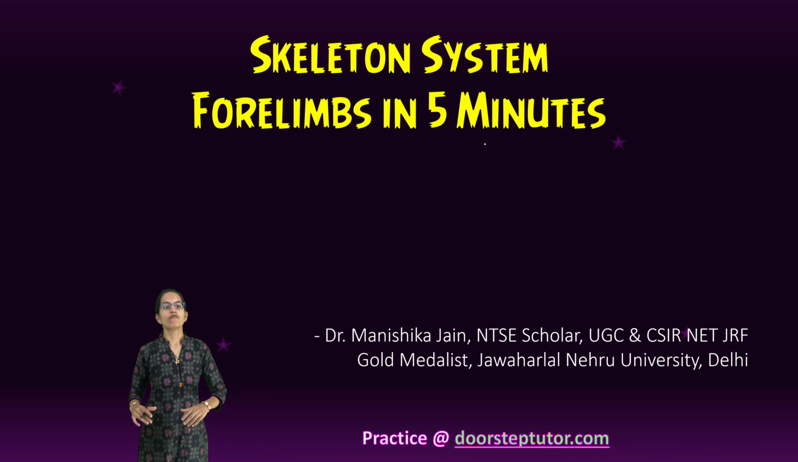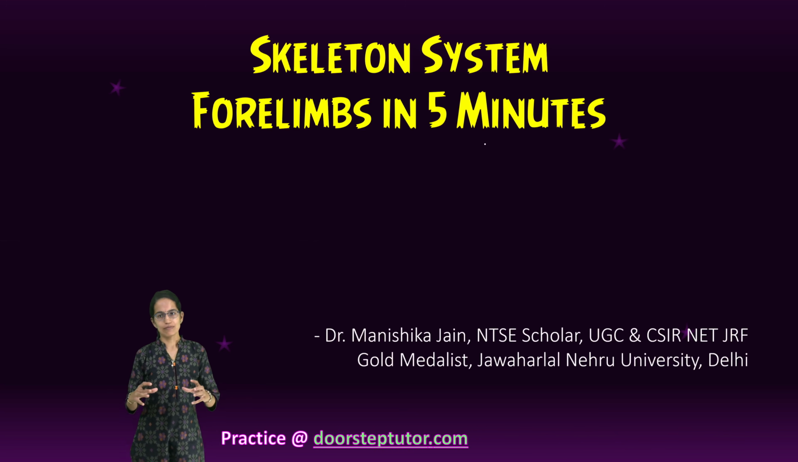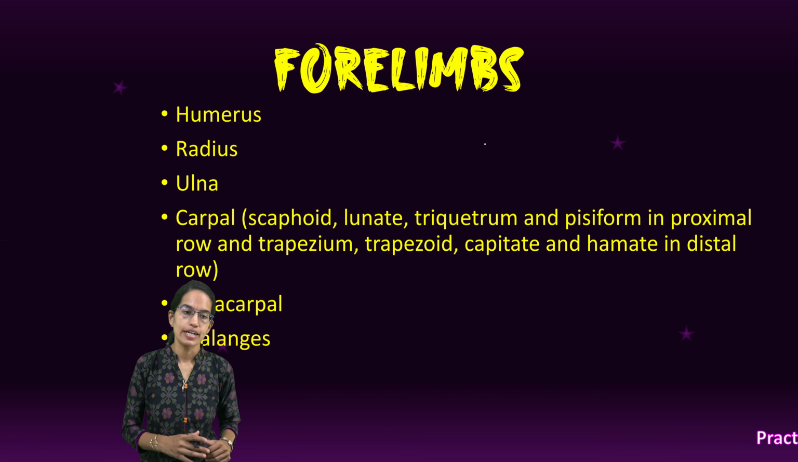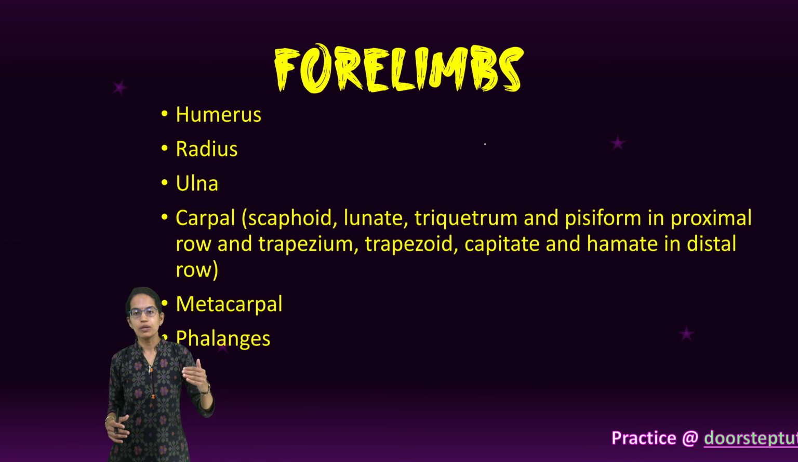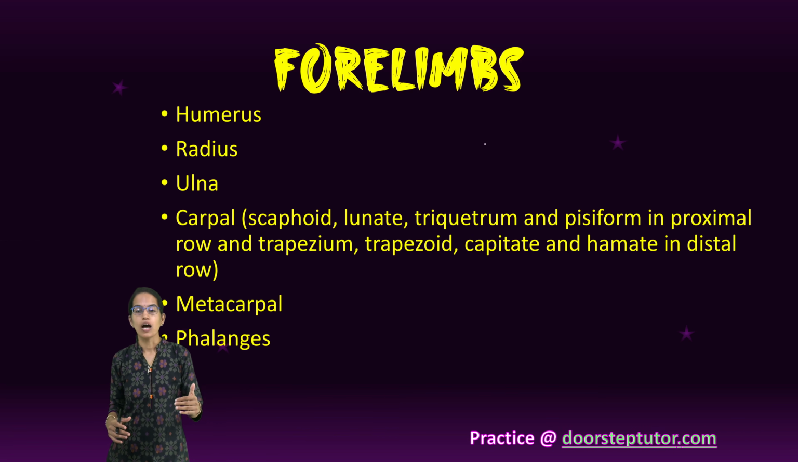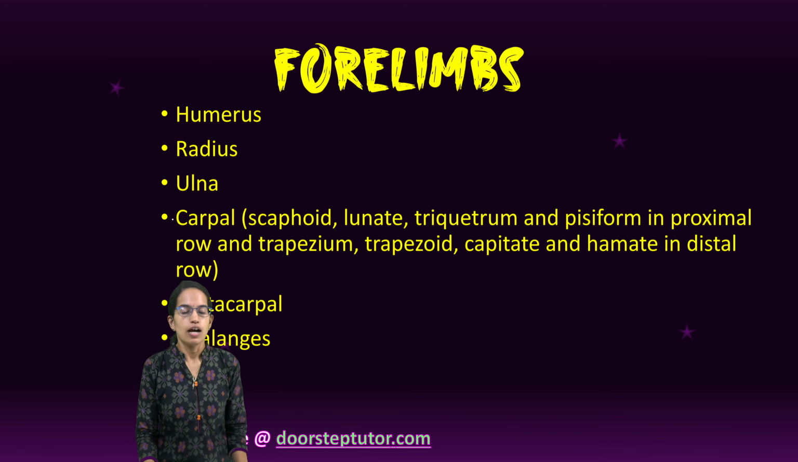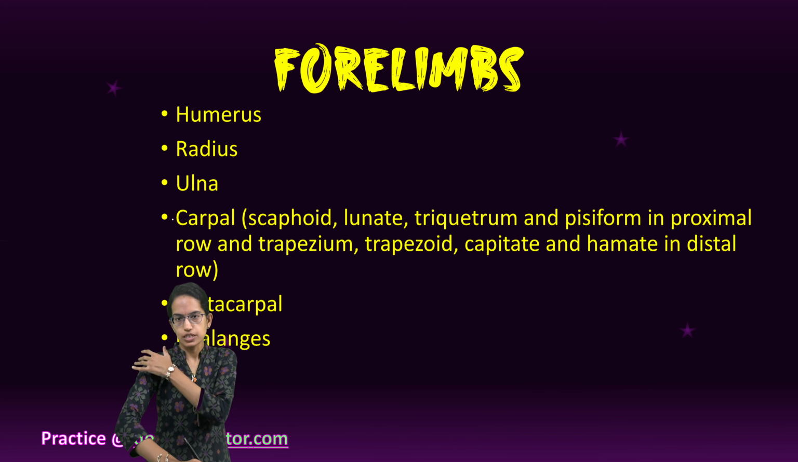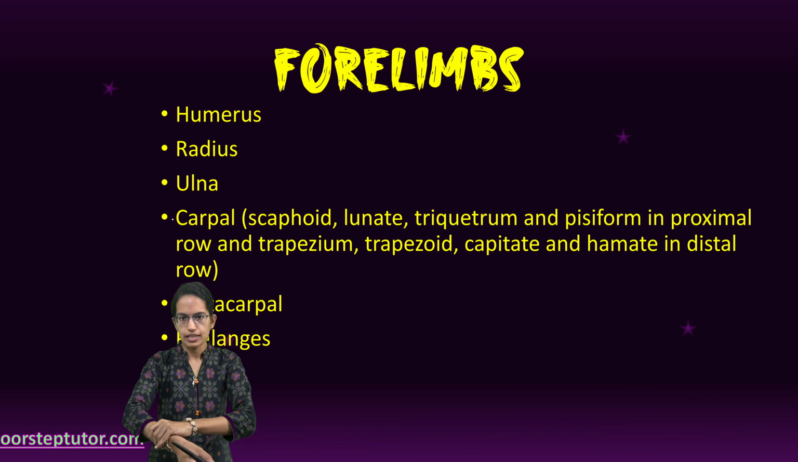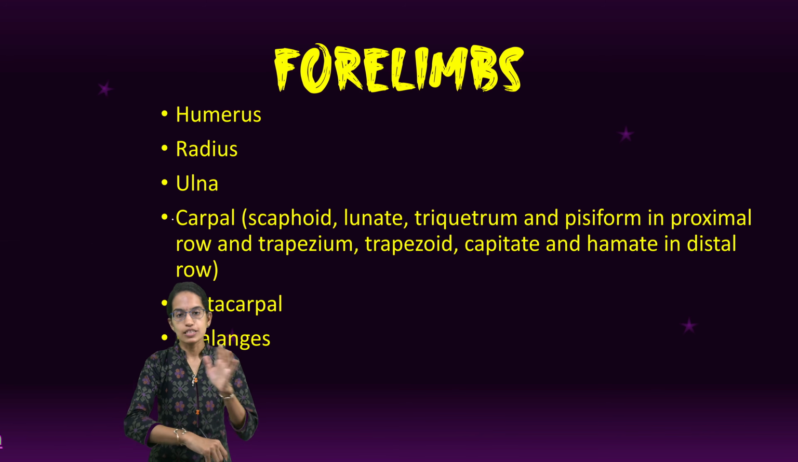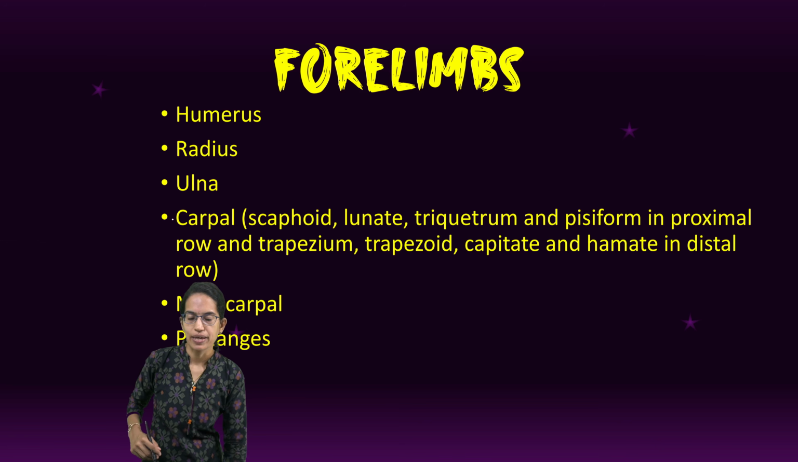Let's discuss the forelimbs of the skeletal system. As we had talked about in the hind limbs, it was the femur, patella, tibia, fibula, then tarsal, metatarsal and phalanges. So here the uppermost bone is the humerus, followed by radius and ulna in the hand, and then there is no patella. In the kneecap area of the hind limbs it was the patella.